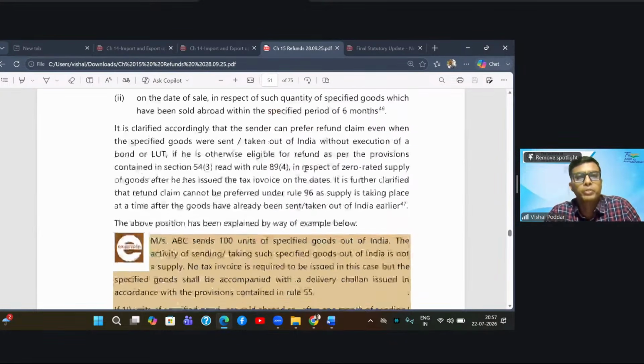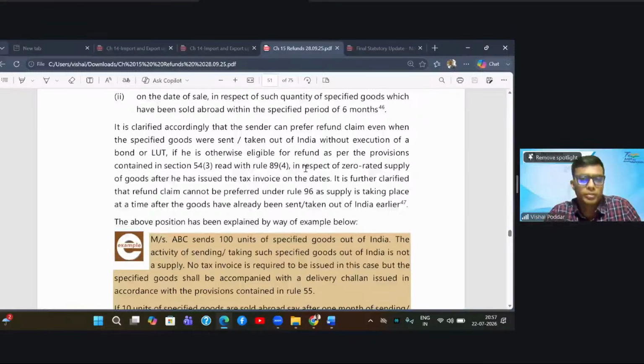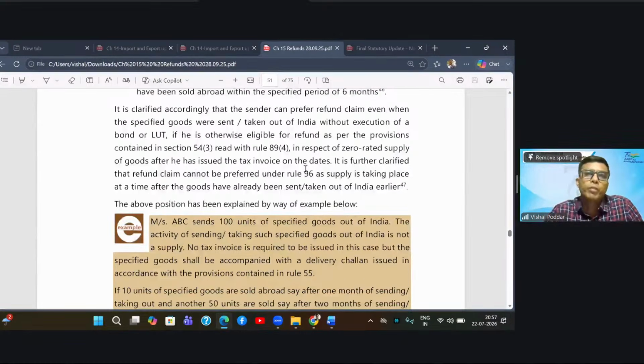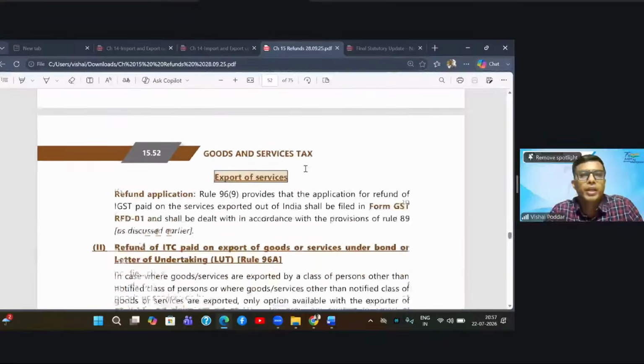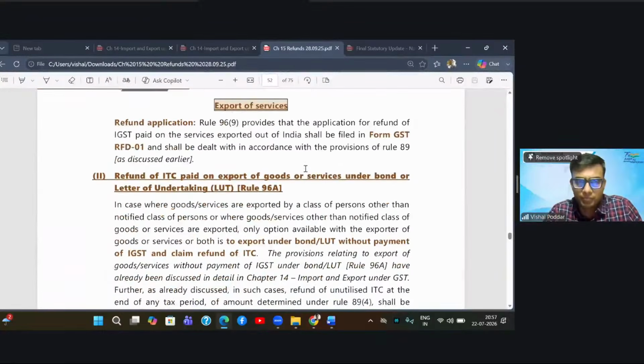So what is the point, students? Many times you send goods on sale or approval basis. Now, sending on sale or approval is not equivalent to supply. So supply will be considered only if you get a confirmation within 6 months. So whatever confirmation is received, that will only be considered as supply and eligible for a refund.